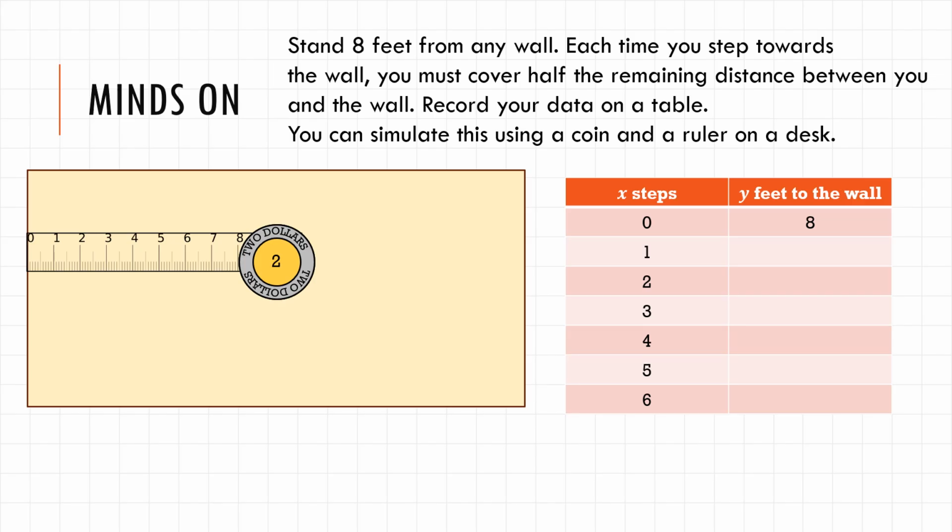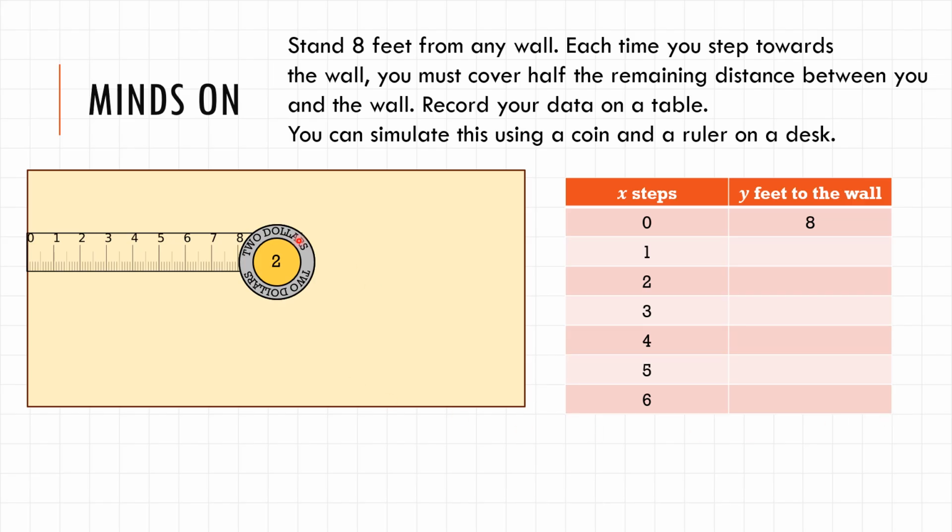To start off, you can do this experiment either standing away from a wall, or you can simulate it using a coin and a desk and a ruler. All you have to do is stand 8 feet from the wall, or put the coin 8 centimeters or whatever from the edge of the ruler, and then start taking steps towards the wall, or moving the coin towards the end of the ruler. And every time you take a step, we're going to count the number of steps. You're going to measure how far you are from the wall, and you must cover half the remaining distance between you and the wall. And you can record that data on the table. And once you're done, so pause the video, go ahead and do that. And once you're done, we'll take this up.